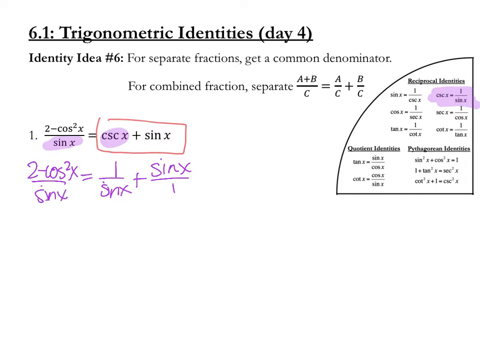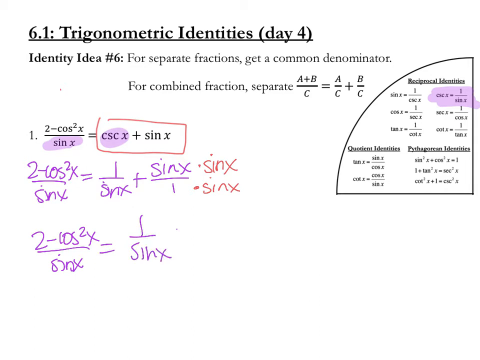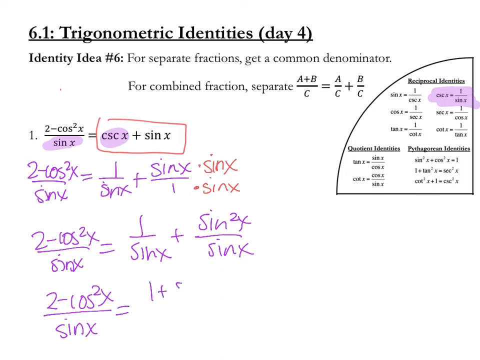And then what needs to happen next is we need to get a common denominator. So to get a common denominator, I'm going to multiply that second fraction. It also needs to have a denominator of sine, so we're going to multiply the top and bottom there by sine. And we're going to get 1 over sine x plus sine times sine is sine squared over sine x. And now we can squish those together. That's going to be 1 plus sine squared x over sine x.